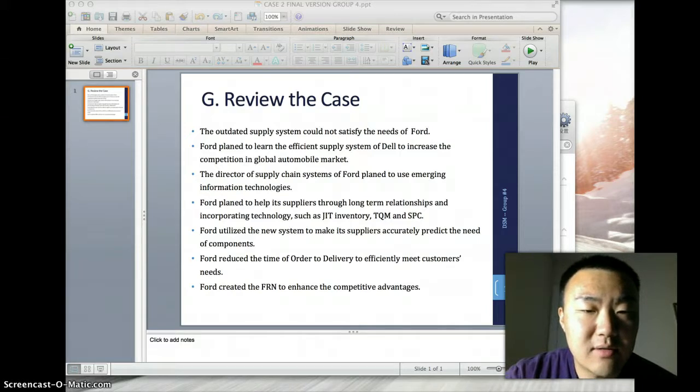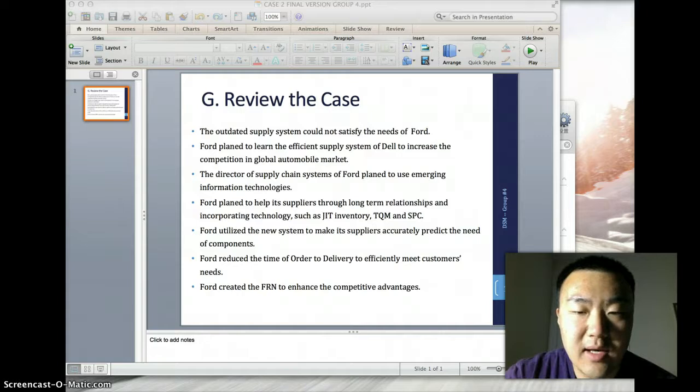Second, the director of supply chain system of Ford planned to use emerging information technologies. Third, Ford planned to help its suppliers through long-term relationship and incorporating technology such as JIT inventory, TQM, and SPC. Ford also utilized a new system to make its suppliers accurately predict the need of the components. Ford reduced the time of order to delivery to efficiently meet a customer's need. Moreover, Ford created the FRN to enhance the competitive advantages.